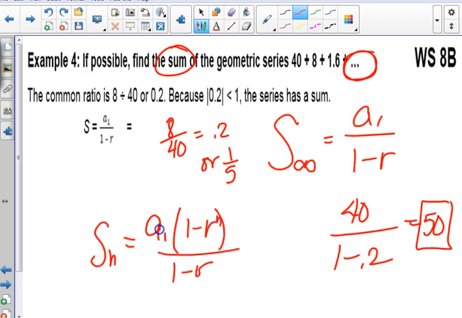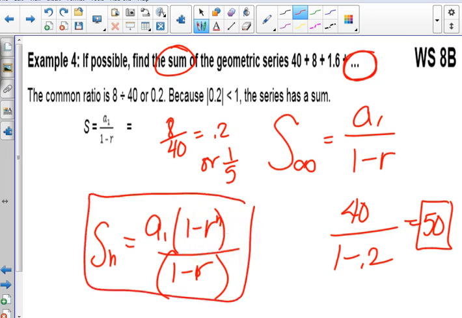Why didn't I use this again? I need somebody to clarify. I don't have an n, right? I don't know how many terms I'm adding up. This is an infinite sequence, and I can only find its sum if r is less than 1.